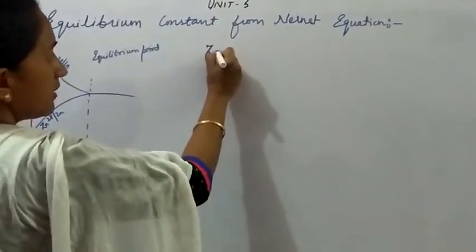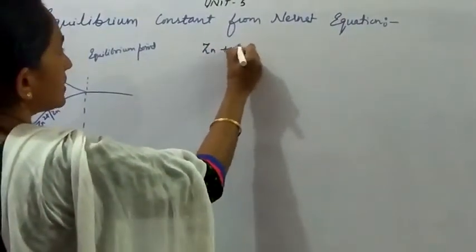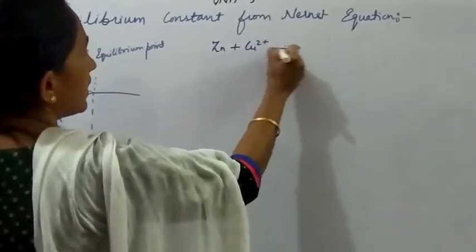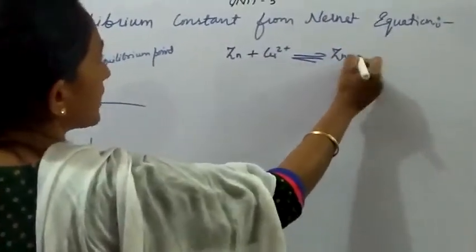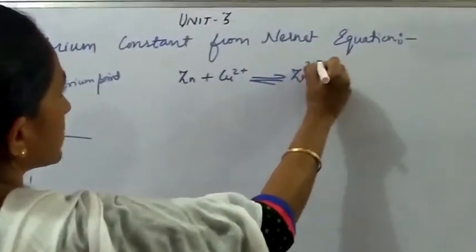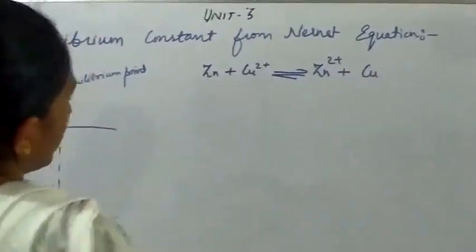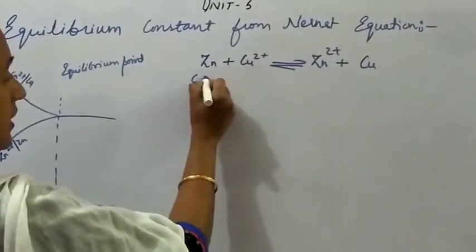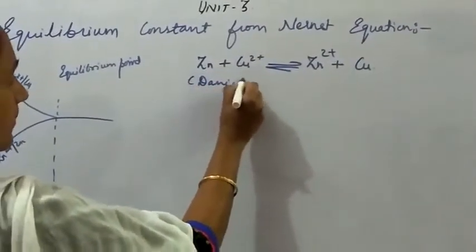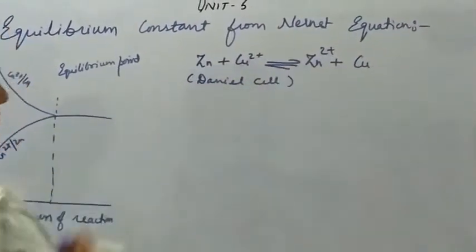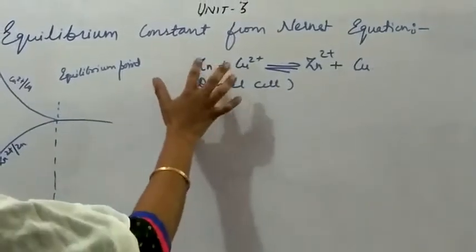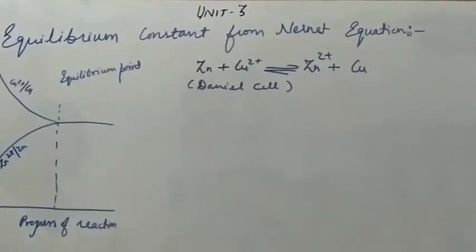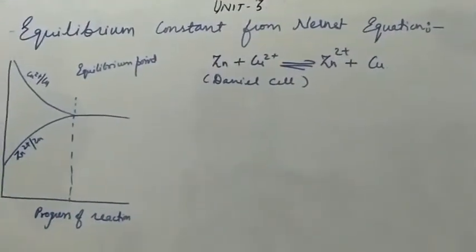Now here we have the reaction Zn plus Cu2+ in equilibrium with Zn2+ plus Cu. So we are going to study this. This is the Daniell cell or the galvanic cell reaction. Now we will consider each reaction, that is the oxidation half cell reaction and the reduction half cell reaction.